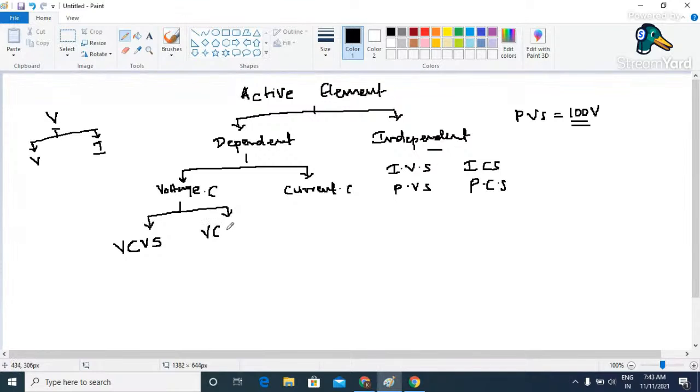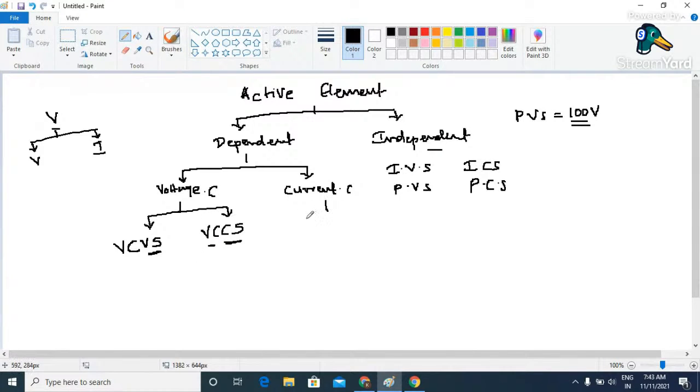So I can treat this as a voltage controlled current source. So this Vs indicates that it is a voltage source, but the value of that voltage source is controlled by some voltage across some element available in that particular circuit. That's why it is called a voltage controlled voltage source. And in the same way, it may be possible that we have a current source, but the value of that current source is controlled by some voltage across some element available in that particular circuit. That's why it is called a voltage controlled current source.